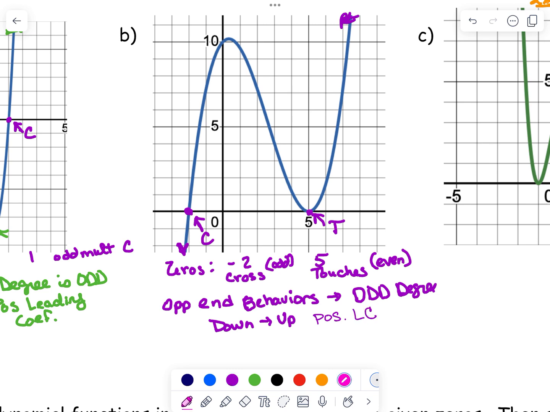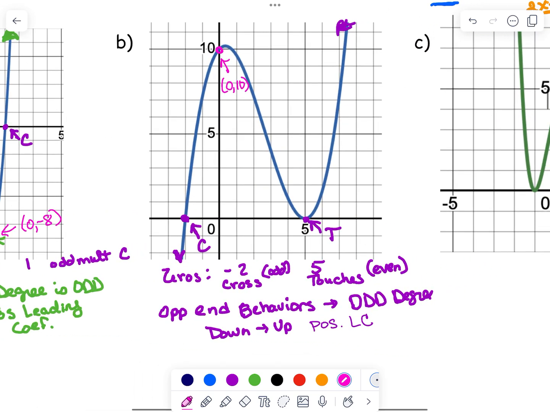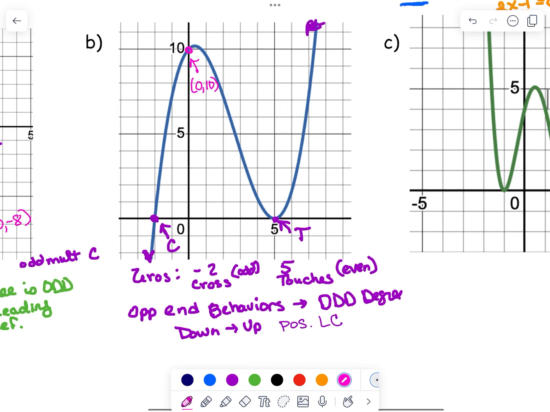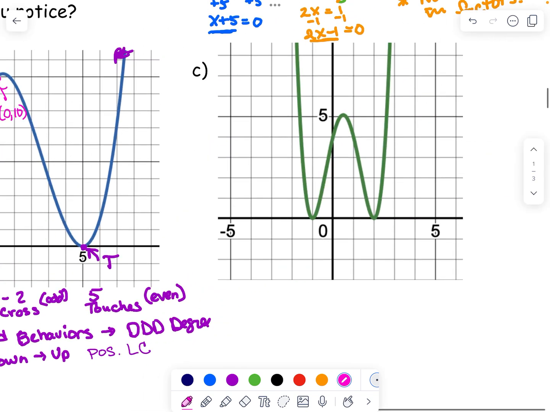Okay, also just like little side notes, we also can notice the y-intercept. So this is (0, 10). We can notice the y-intercept here. And so this is going to be (0, -8). So these are just points that you can notice, because if we were trying to match these with actual equations, we know that that point has to work. It has to make it true. Okay, let's look at this guy.